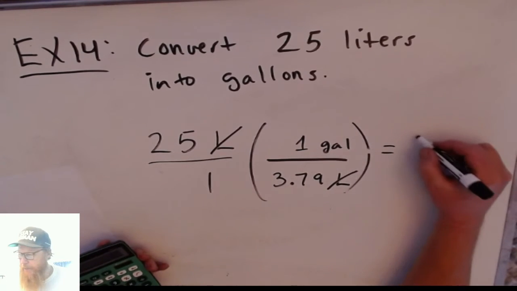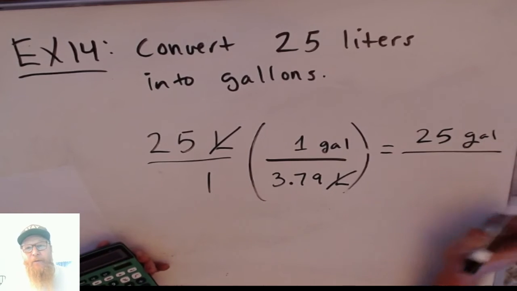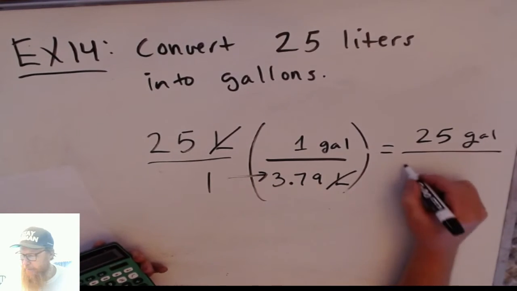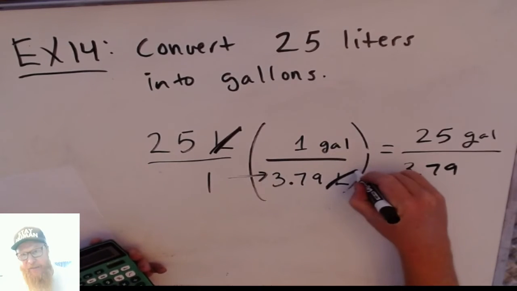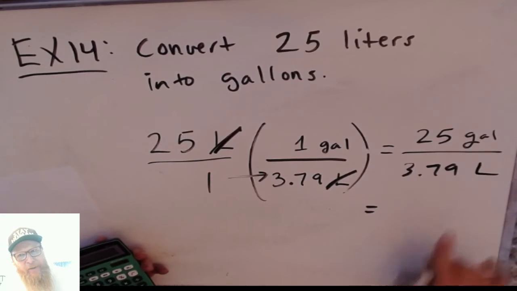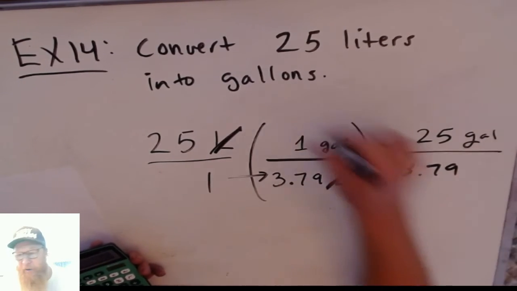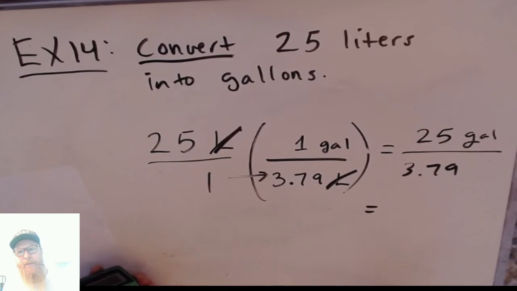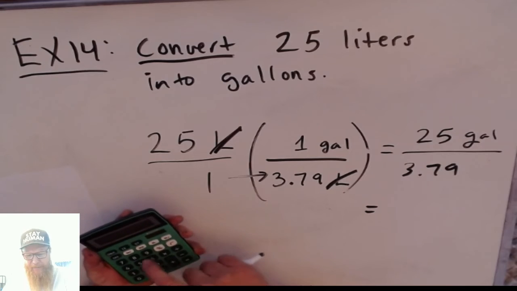So you're going to multiply. You're going to get 25 L over 1, times gal over 3.79 L on the bottom. Now the L's are gone. The L's have been crossed off. Make sure you don't forget that, it's a very common mistake. Just keep that L in there. That L is gone. It's been converted. That's the whole point. And so now you've got 25 divided by 3.79.